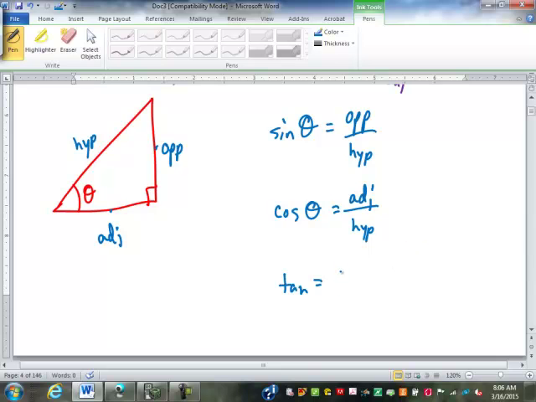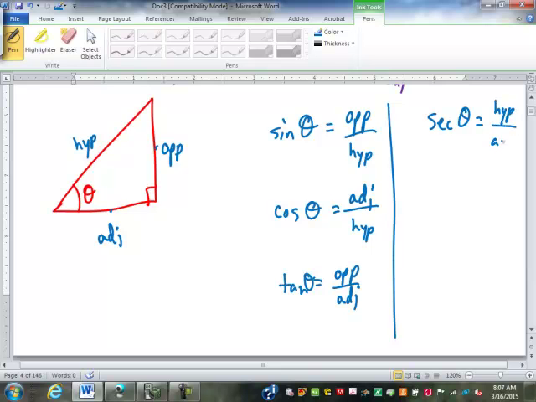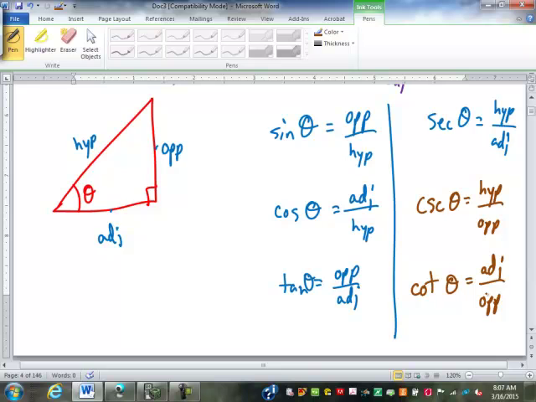Tangent was opposite over adjacent. And secant, oops, I got the theta here, was defined to be hypotenuse over adjacent. We didn't go through these with the triangles, but I'm just going to put them out there. Cosecant, abbreviated CSC, that is defined to be the hypotenuse over the opposite side. And cotangent, COT, is defined to be the adjacent side over the opposite side.